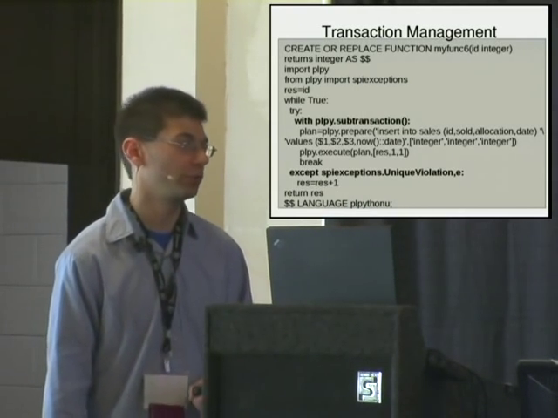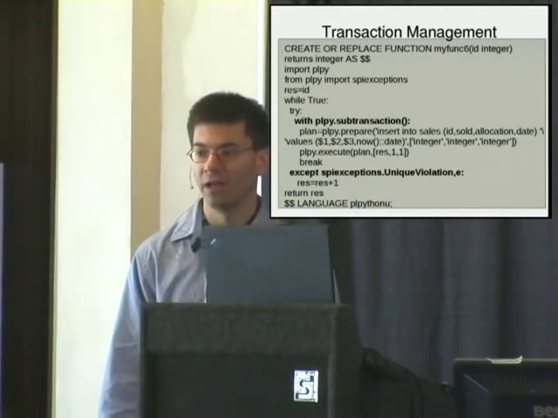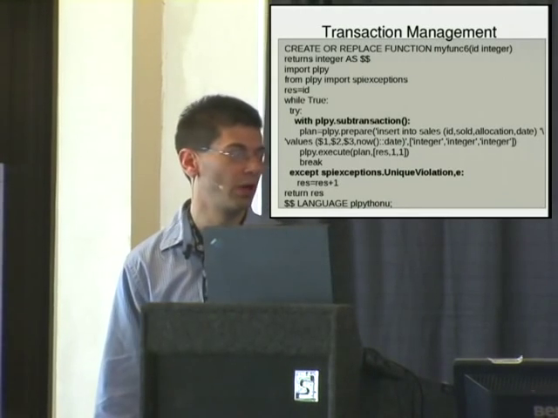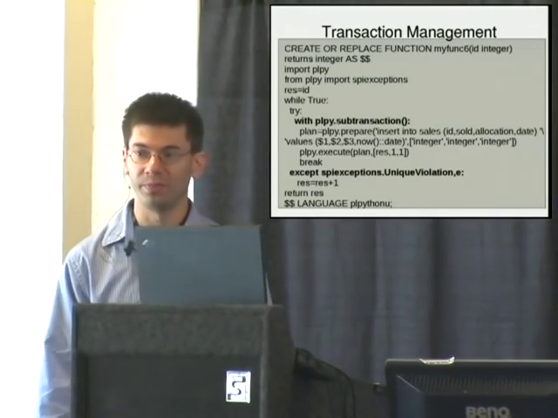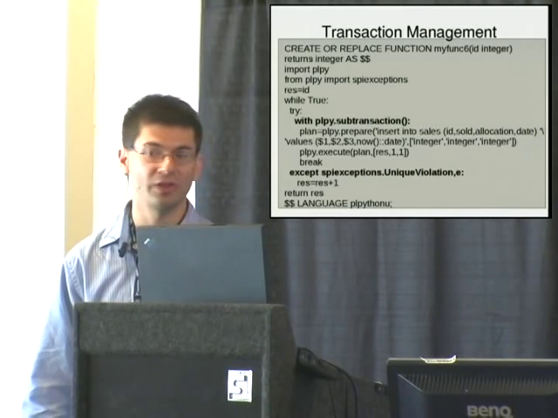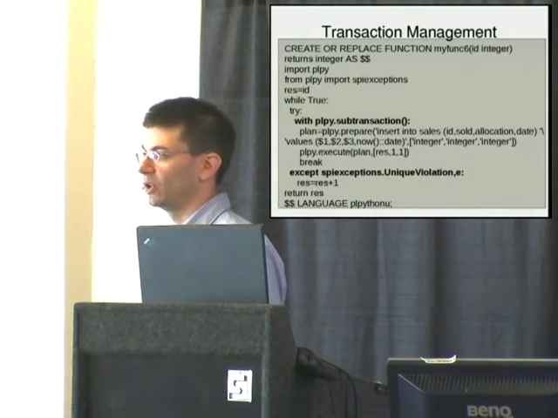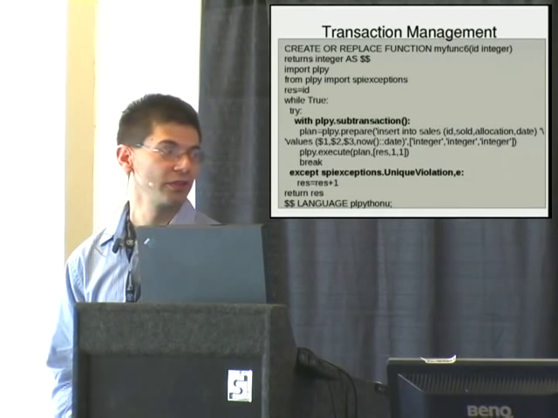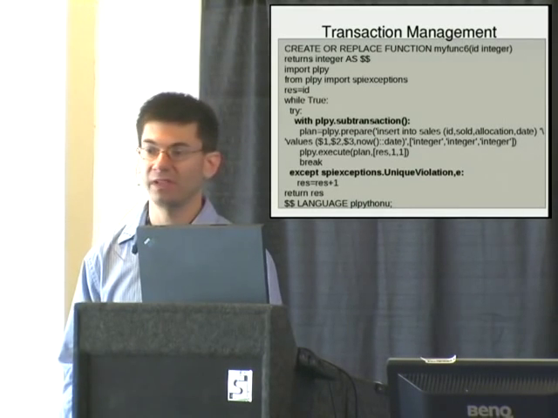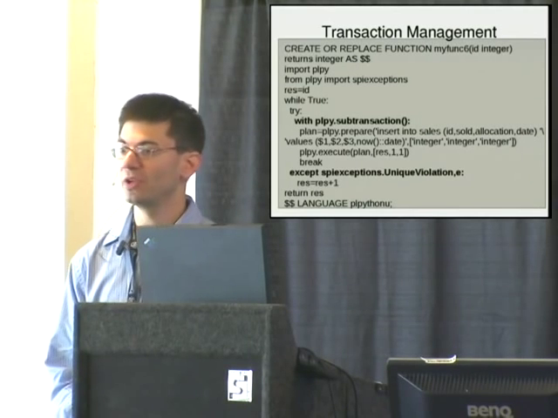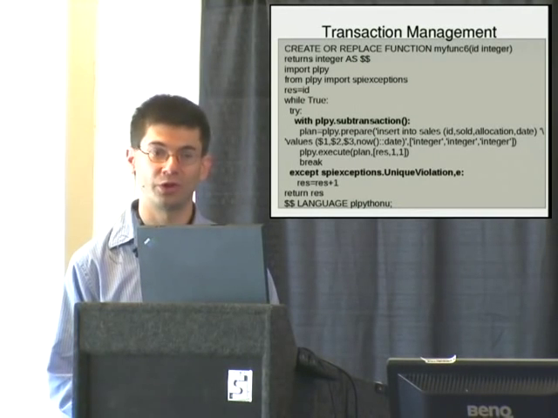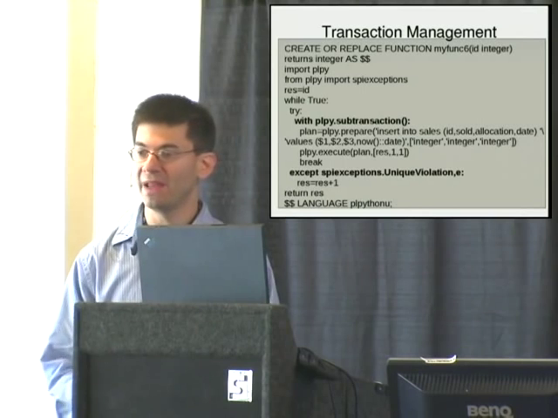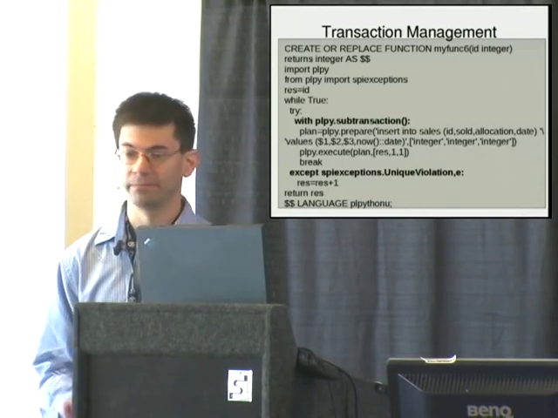How do we do this? You first open up a try block, and within the try block, you do a subtransaction. You do with plpy.subtransaction, and everything within that block is going to run as part of a subtransaction. This subtransaction, if it aborts, the exception will get thrown up. You can catch this exception. Your subtransaction will be aborted, but the main transaction will stay intact.